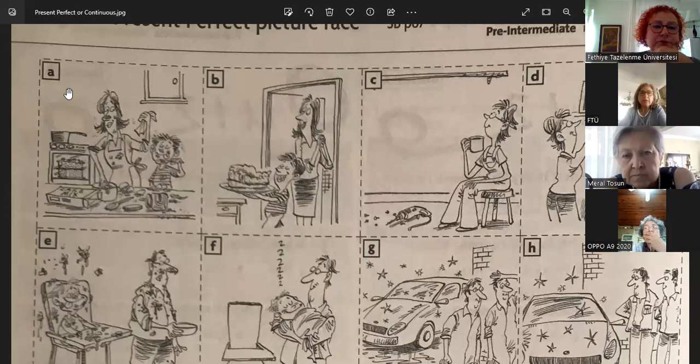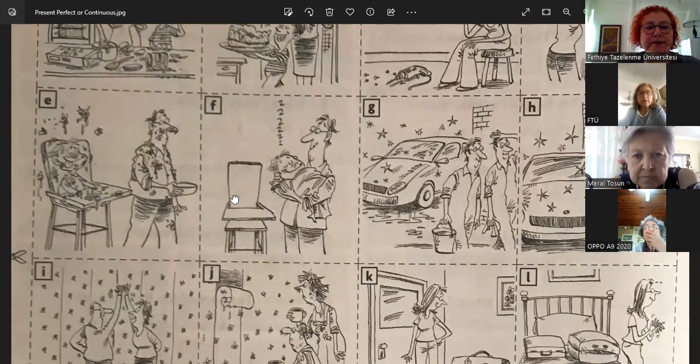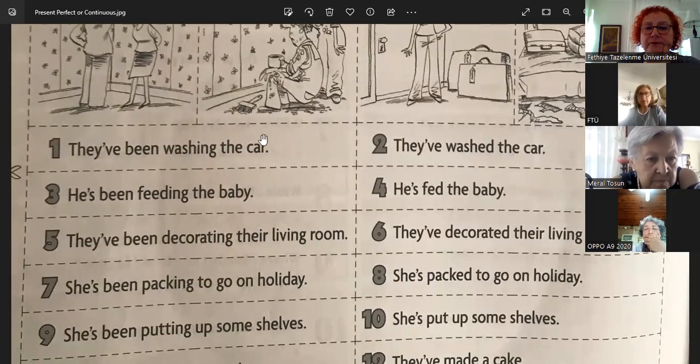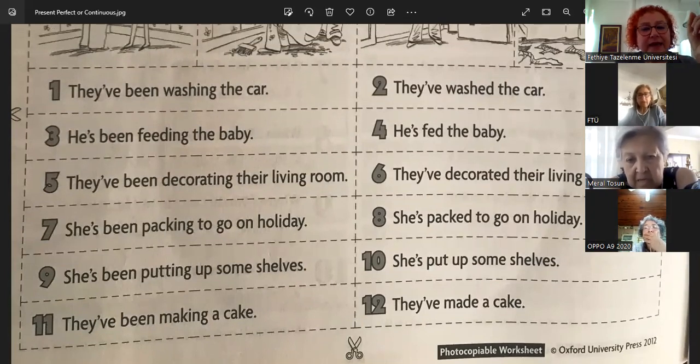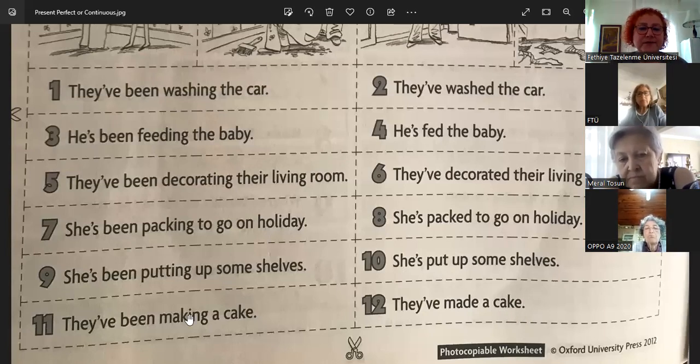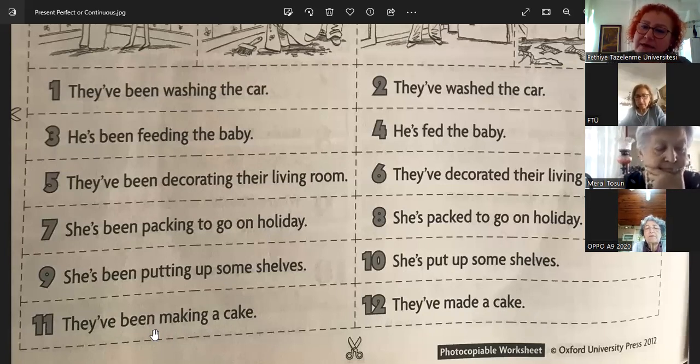So in the first picture we use, let's have a look at these. There are some sentences. Which one can we use for the first one? They have been making a cake or they have made a cake. For picture A, they have been making a cake. Picture B, they have made a cake. So we understand when we use present perfect continuous, the action of making a cake may have just finished or will continue. We don't know.